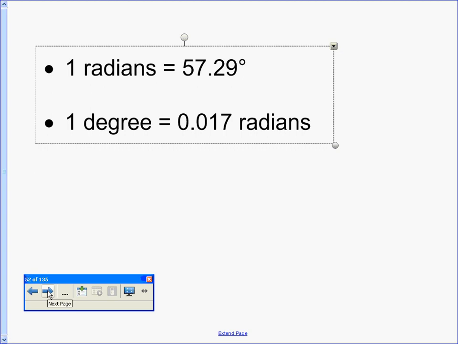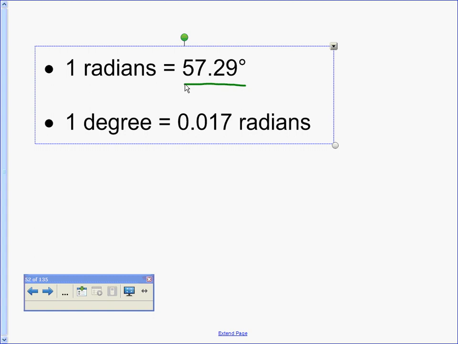Now, when we're talking about radians and degrees, we need to understand the relationship between them. 1 radian is approximately 57.29 degrees. We're talking about the measures of the angles, and it's easier to think about that in degrees since that's what you're used to probably. But let's talk about where that 57.29 comes from.